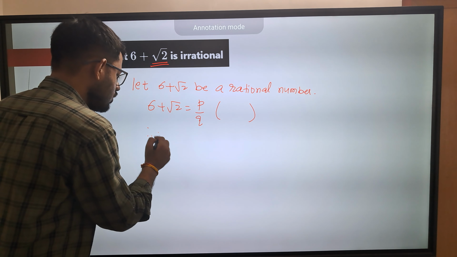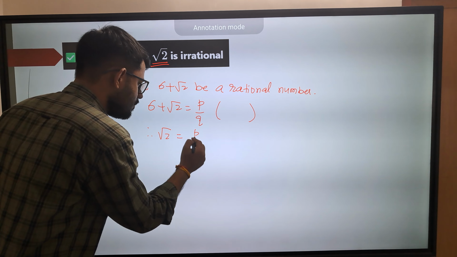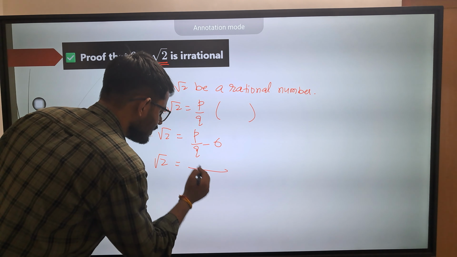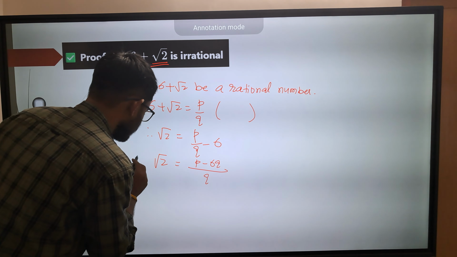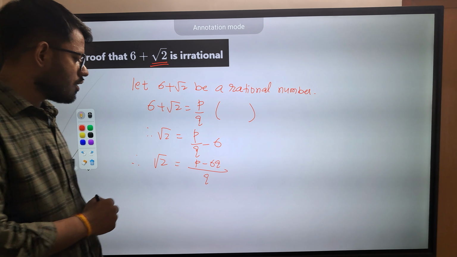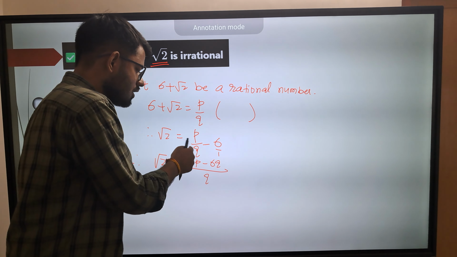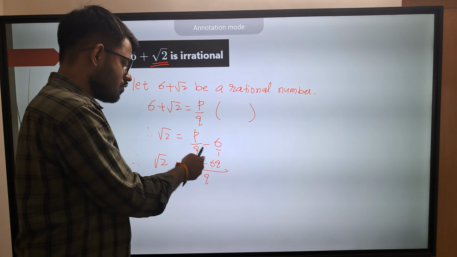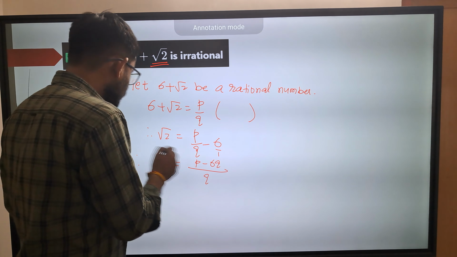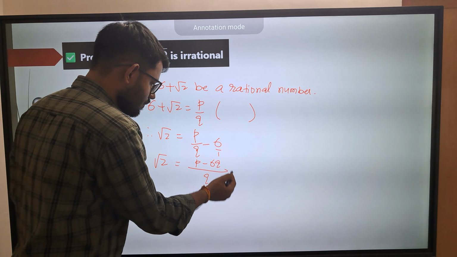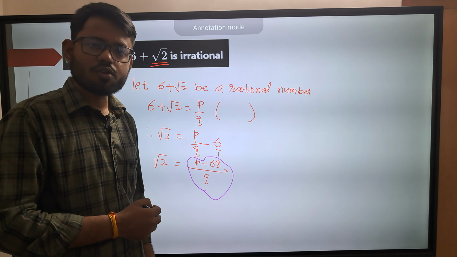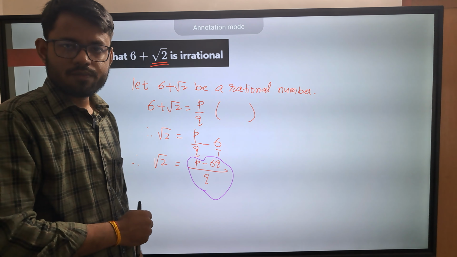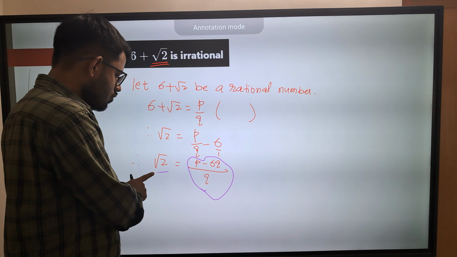Now what you need to do? Keep root term in the LHS and remaining all terms in the RHS. For simplification, we can take LCM and it will be p minus 6q upon q. LCM of q and 1 is q, then you can multiply diagonally. P into 1 is p, q into 6 is 6q. Now you need to mention why this term p minus 6q upon q is rational. It is rational since p and q are integers. 6 is an integer only. So this term is rational, but root 2 is an irrational number.